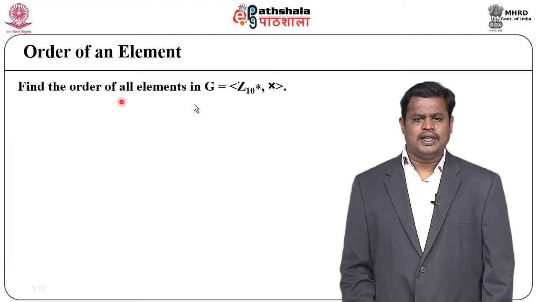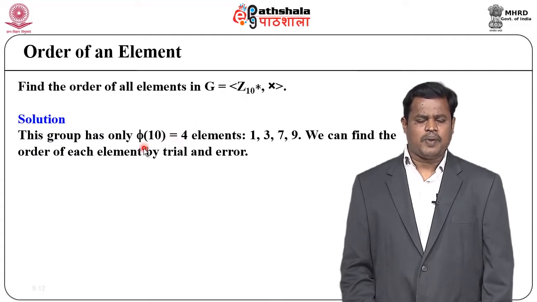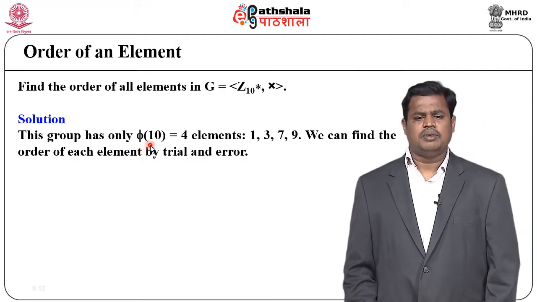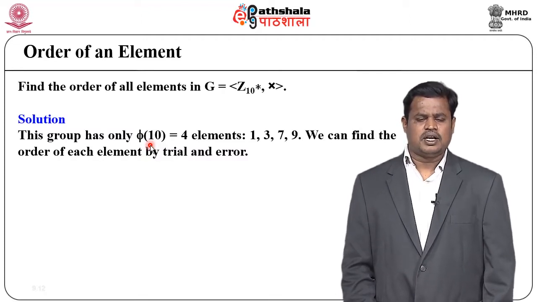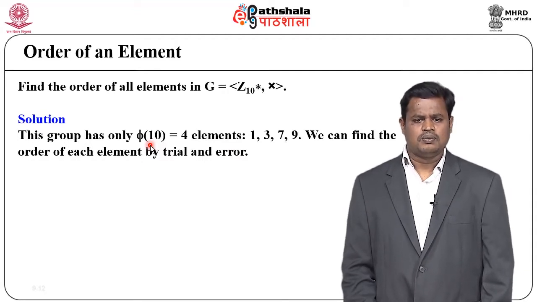Find the order of all the elements in G, a group Z10 under multiplication. We know very well that there are only 4 elements. How did we get this? With the help of the Euler phi function. How can we write 10? 10 can be written as 2 into 5, so phi of 2 into 5 is (p minus 1), that is 2 minus 1, which is 1, and 5 minus 1, which is 4. 1 into 4 gives us 4 elements.